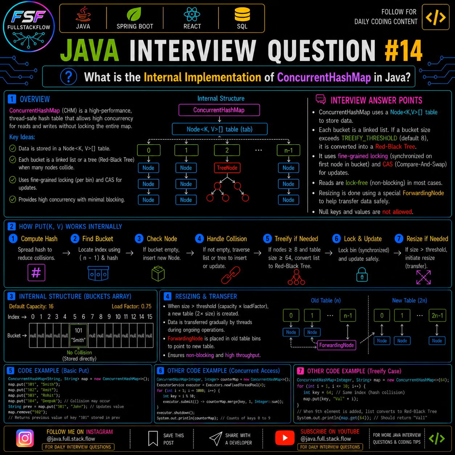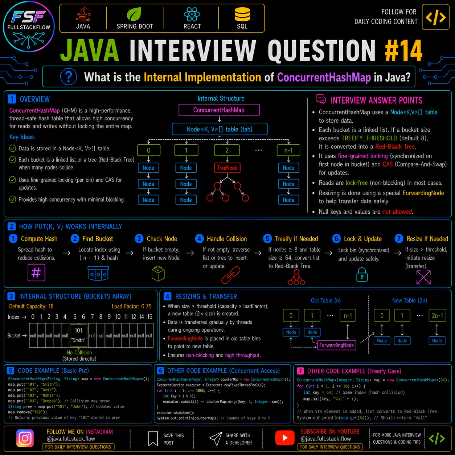Think about a normal HashMap. HashMap is very fast but it's not thread safe. If multiple threads modify it simultaneously, it can produce inconsistent data. On the other hand, Hashtable is thread safe because every operation in Hashtable is synchronized. But there is a problem in Hashtable. Hashtable locks the entire map for every read and write operation.